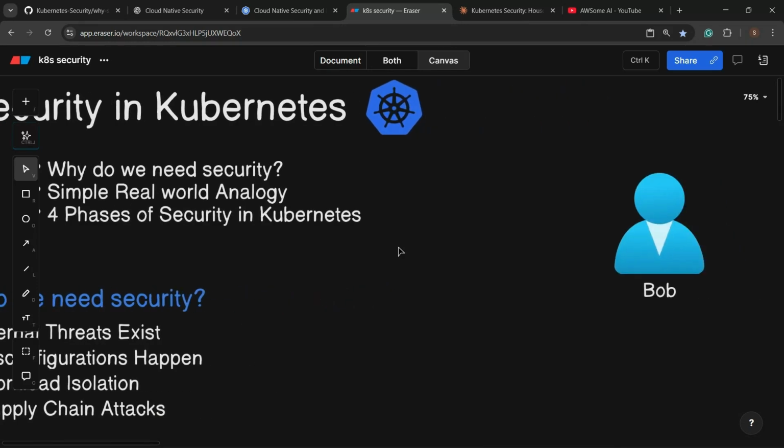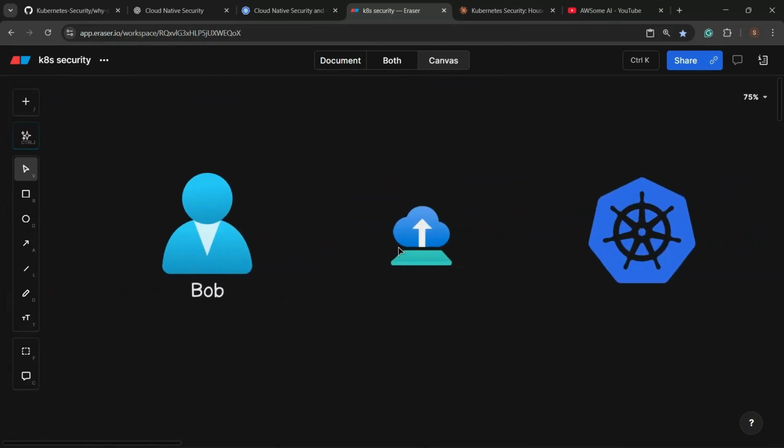But before getting started, let me tell you a short story. So this is Bob. Bob has recently learned about Kubernetes, and he has deployed an application in Kubernetes. He is very much amazed by the power of containerization and all the features of Kubernetes.